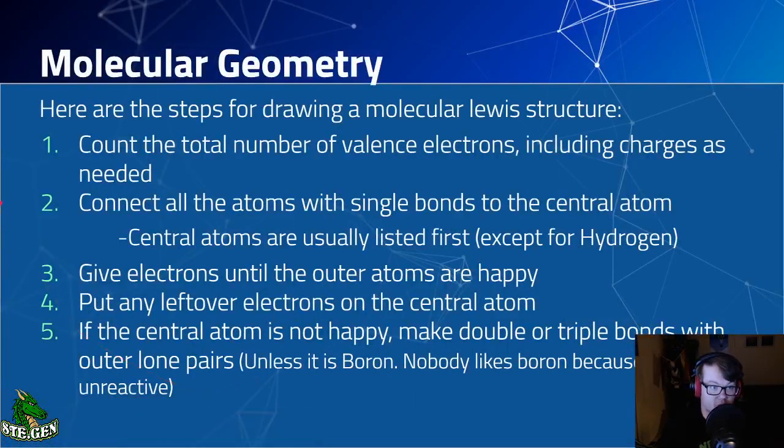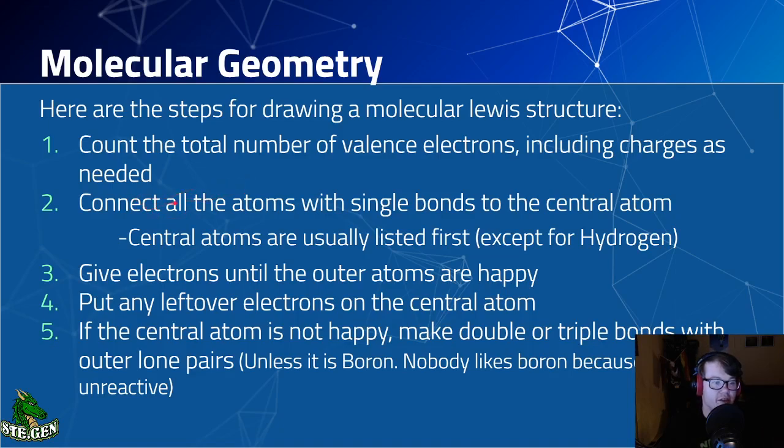So here are the steps for drawing a molecular Lewis structure. It's 5 steps, but there's really a lot. First, count the total number of valence electrons, including charges as needed. So count how many electrons all of them have. If there's a charge and it's negative, you add more electrons. If it's positive, you remove that many electrons.